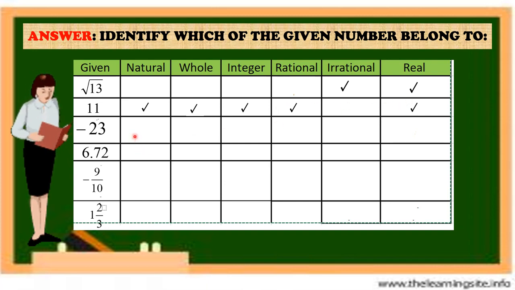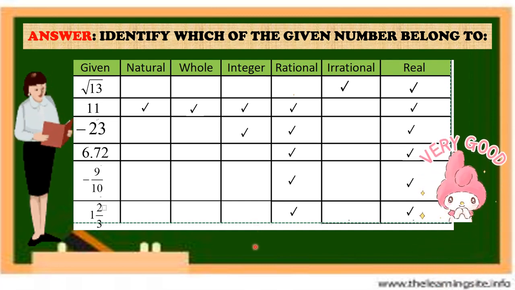We have negative 23. Negative 23 is an integer, a rational number, and a real number. We have 6 and 72 hundredths. That is a rational number and a real number. Negative 9/10 is a rational number and a real number. And the last number, 1 and 2/3, is a rational number and a real number. Did you get it correct? Very good.